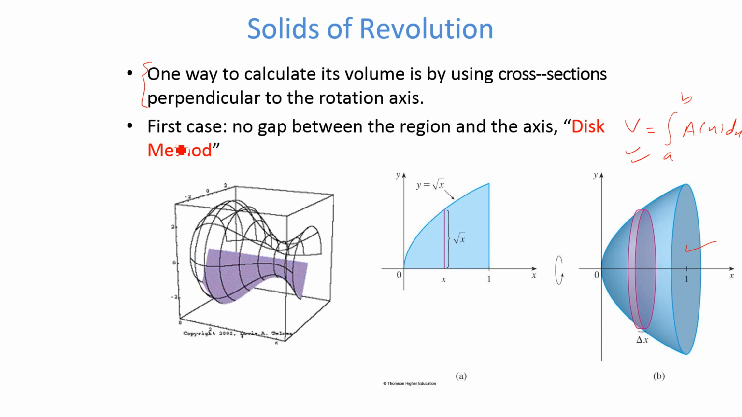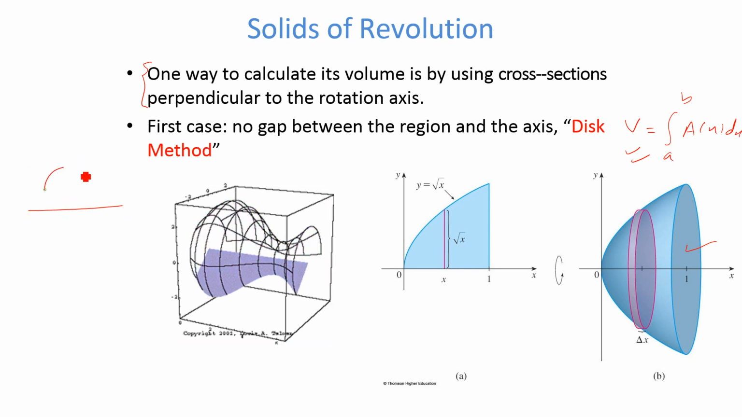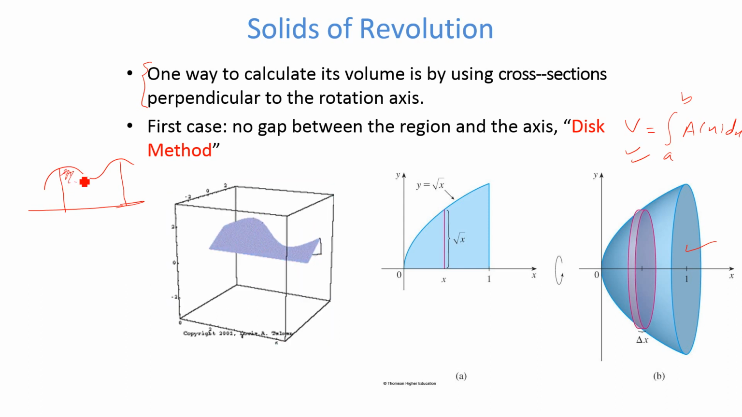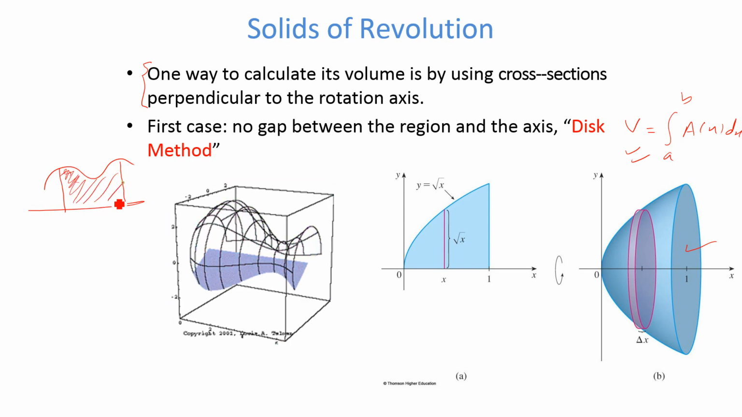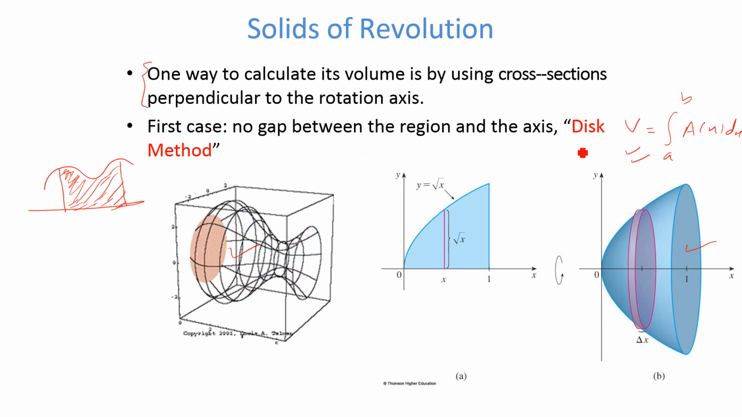So first, we are going to follow this. The first case for this method is that there is no gap between the region and the axis. That is, the region to be rotated is attached to the axis of rotation. So this is the case, and this is the case when there is no gap between the region and the axis. The method used to find the volumes is called the disk method.